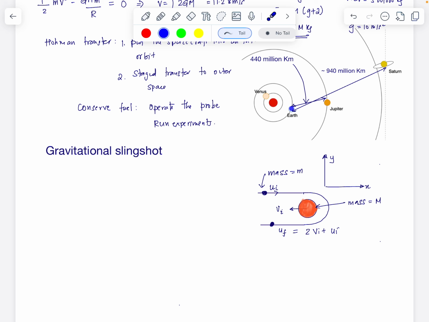For example, if you launch a spacecraft from Earth, this spacecraft goes towards Venus, gets a slingshot from there, comes back to Earth, gets a second slingshot, goes back to Venus, gets a third slingshot, then goes to Jupiter. If Jupiter is the final destination, then it gets captured by it, and if not, it gets another slingshot and goes to Saturn, right?